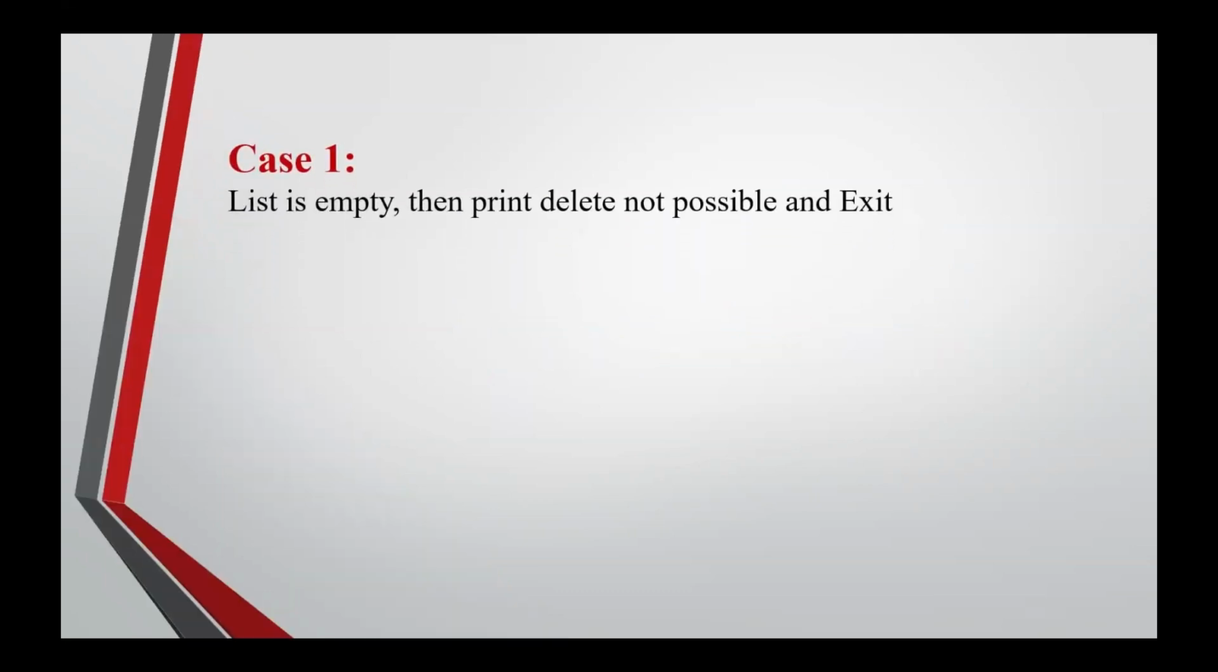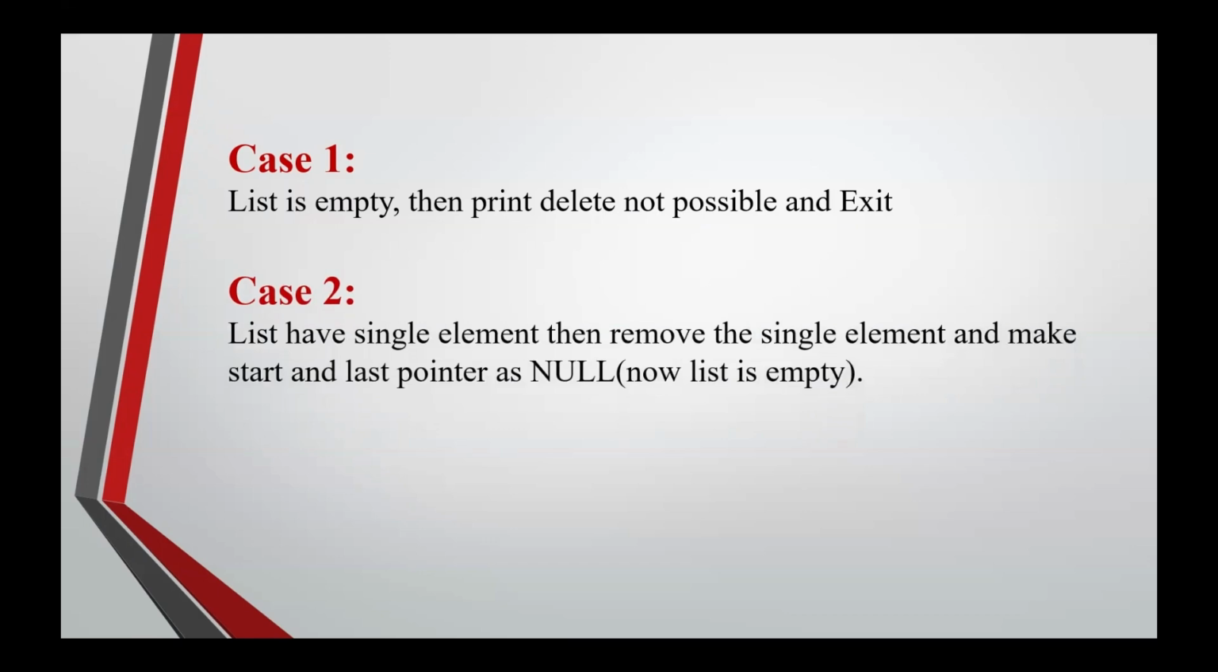Here also there are multiple cases we have to consider. The first case is the list is empty. If the list is empty, it means there is no element present inside the linked list, so we don't have to delete any. We just print a message and exit. Second case, the list has a single element. We have to remove that single element and make the start as well as the last pointer null. After that, the list is empty.